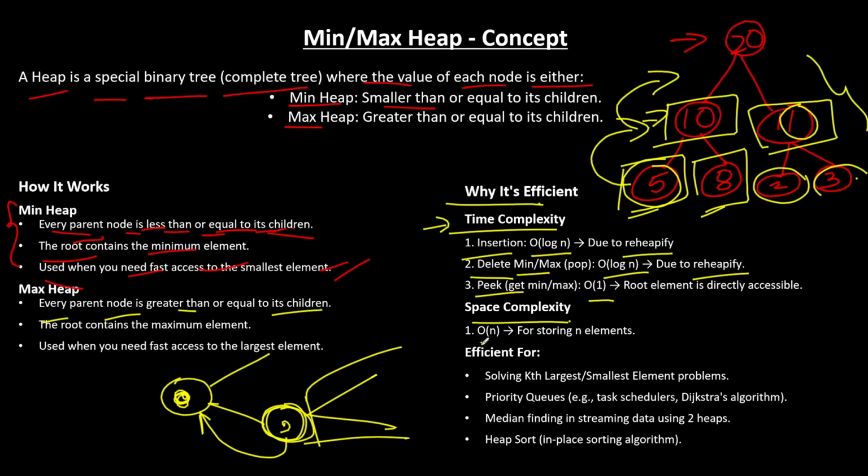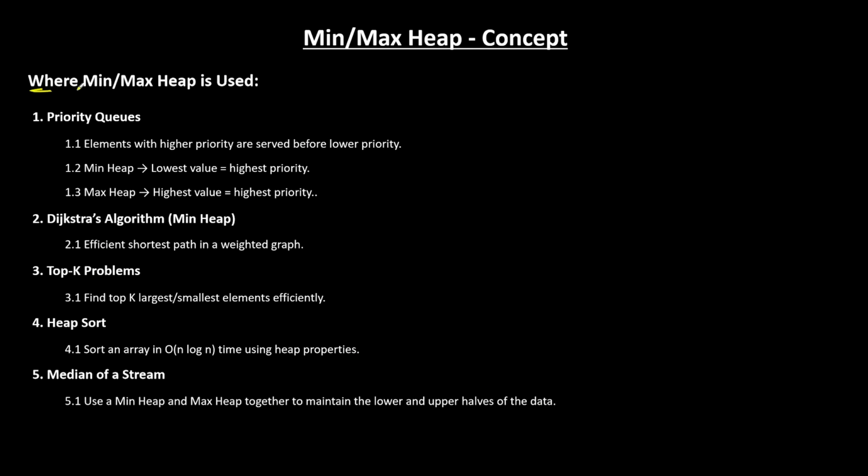The space complexity comes out to be O(n) if we store the elements, otherwise O(1). Now this is mostly efficient for solving kth largest and smallest element problems, priority queue problems, median finding problems, and heap sort kind of problems. So I've written some questions, or you could say examples, of where you could use this particular topic.